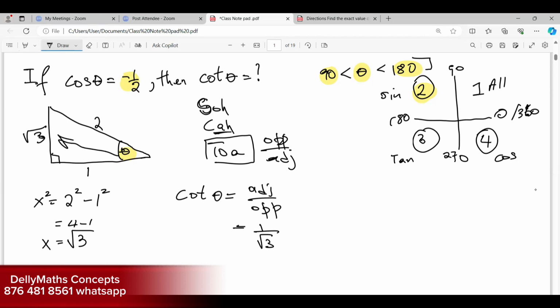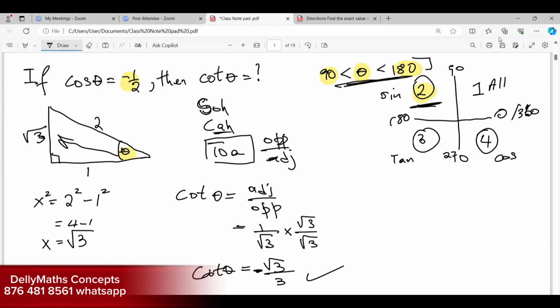Ordinarily, we're not going to leave the radical in our denominator. So we're going to multiply the denominator and the numerator by the root of 3. At the numerator, we're going to have 1 times root 3, which is root 3, over root 3 times root 3, which gives us 3. So the cot of this angle is √3 over 3. But remember, though, that this is negative, right? So we're in the negative because tangent is negative in the second quadrant right here. So we're looking at -√3 over 3.